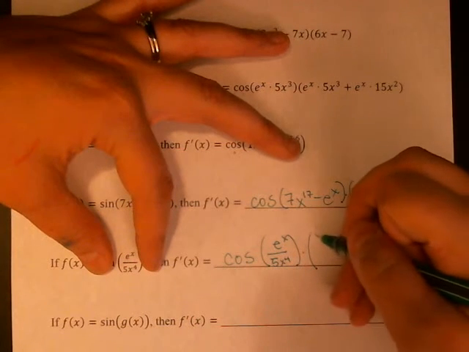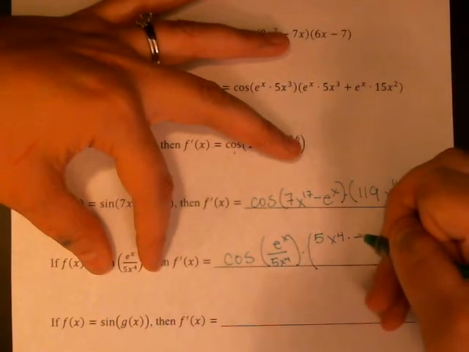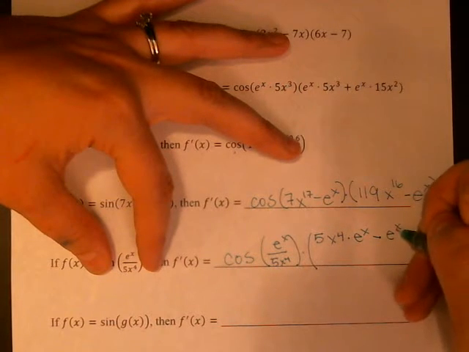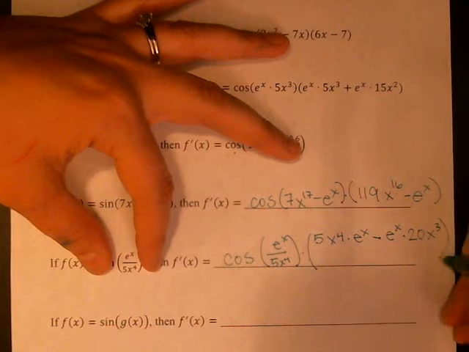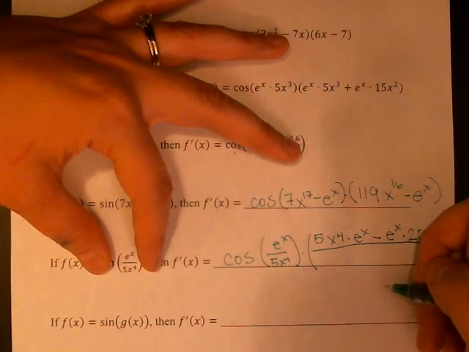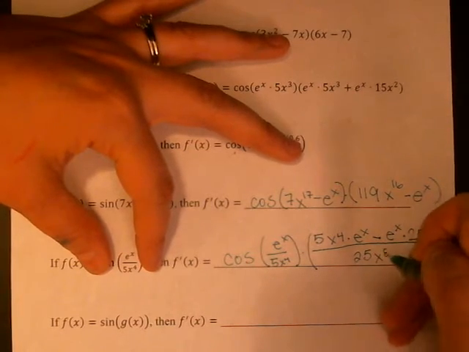So that's a quotient rule. We're going to have the bottom, 5x to the 4th, times the derivative of the top, e to the x, minus the top, e to the x, times the derivative of the bottom, 20x cubed. And that's all going to be over 5x to the 4th squared. Make sure you square the 5. It'll be 25x to the 8.